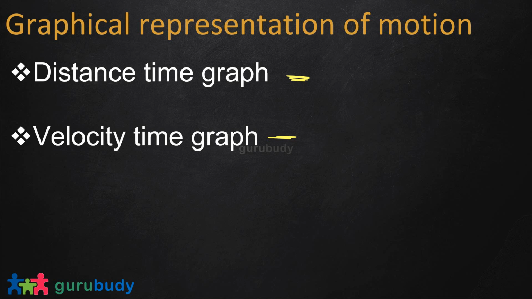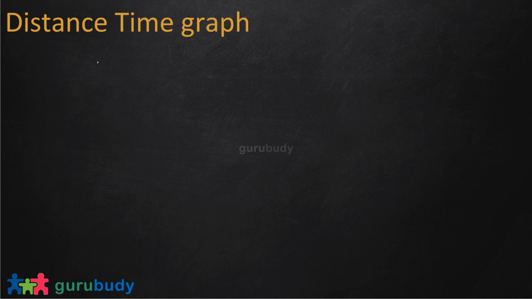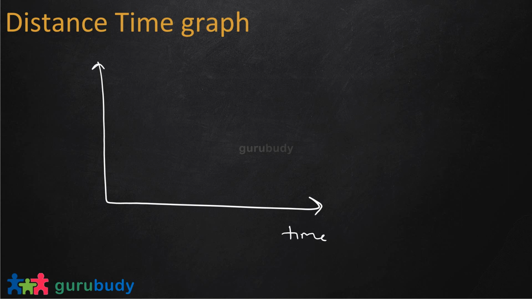So if I want to draw a distance time graph, in a distance time graph your time is on the x-axis and your distance is on the y-axis. Then you plot the points based on where the motion is, along your motion.